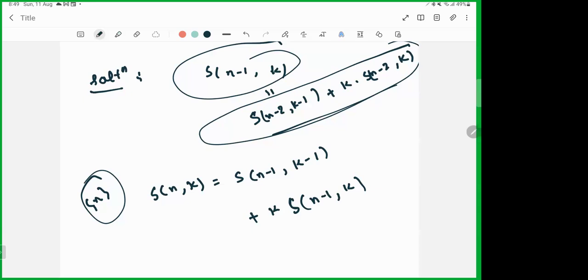So if you are choosing n as n minus 1 and k as k, this is S(n-2, k-1) and this is S(n-2, k). Yes, this should be correct. Yeah, this is the same thing. What you are saying and what I am saying is the same thing.